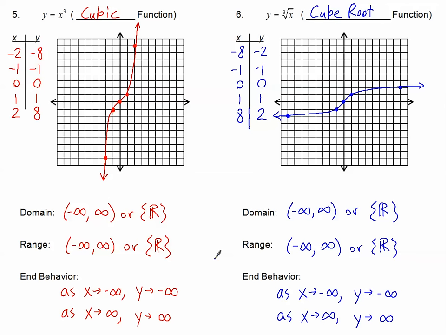So those are the 6 parent functions. It is important for you to understand how to write the name of each of them, what the special symbol in the equation looks like to be able to identify the name, and what the special values are that came from this t-table so that you can graph these 5 values every time. We also describe the domain, range, and end behavior for each of the 6, and that's good review.